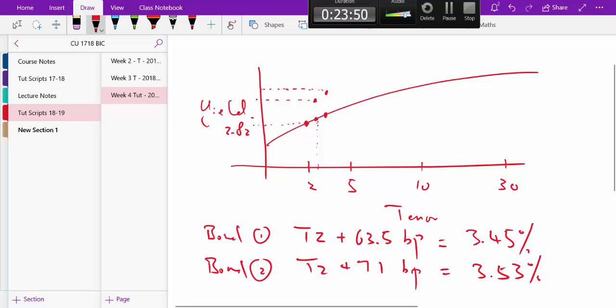actually is not a 2 year bond. I already told you it was 2 years and 2 months. This second bond also is not. It's 2 years and 8 months or 9 months. So why is it that we always pick the 2 year point?